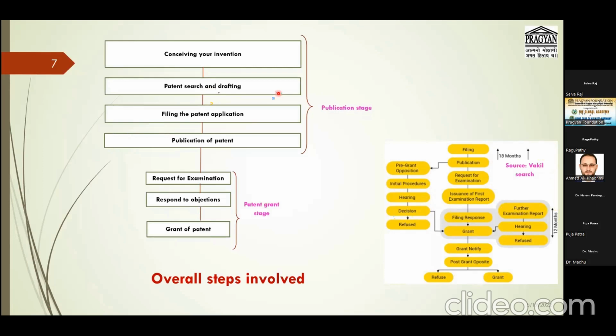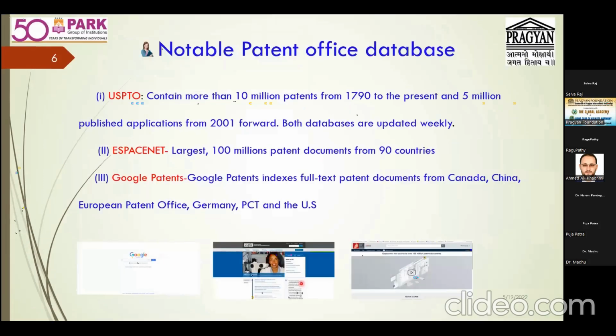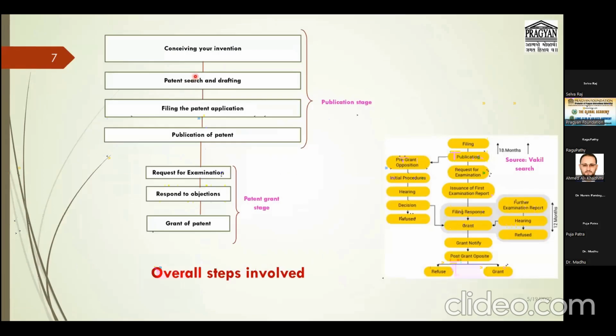Okay, so as I said before, by making use of this database, this software, this kind of database, it is a portal, like a software package. By using this, you can do a patent search and drafting, so that you can get some idea whether it will be a new one or an existing one. So accordingly, you can do your invention, right?